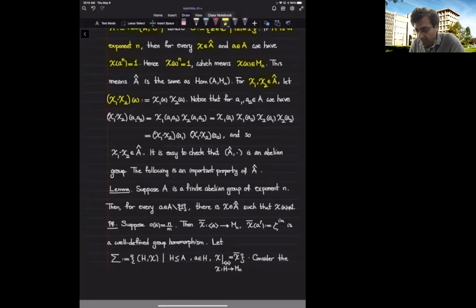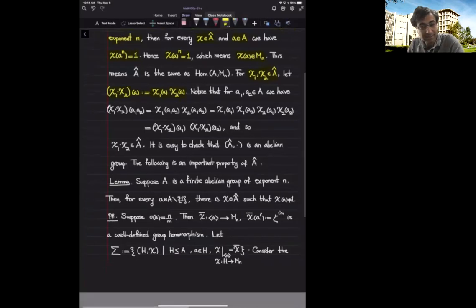The way that we are going to define it is by pointwise multiplication. So we define it to be chi1 of A times chi2 of A. Remember, this is inside S1, this is inside S1. It does make sense to talk about their product. So I define it like this.